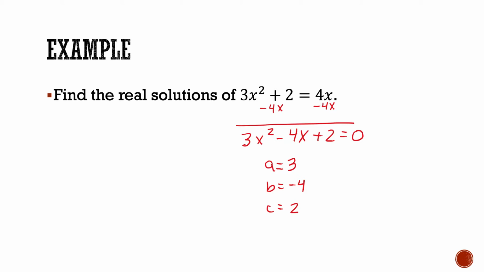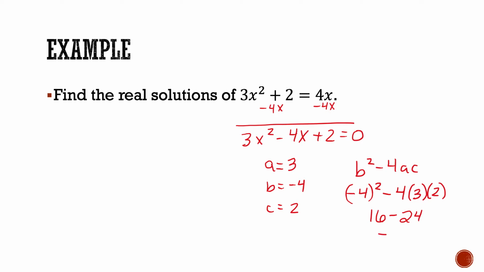Now, before I do the quadratic equation, I want to check the discriminant. So remember that the discriminant is b squared minus 4ac. And so I'm going to calculate this part first. So plugging in for the b, I'm going to have negative 4 squared minus 4 times a, so a is 3, times c, and c is 2. So I have negative 4 squared is going to be positive 16, and then 4 times 3 times 2 is going to be 24. So 16 minus 24 is negative 8, which is less than 0.